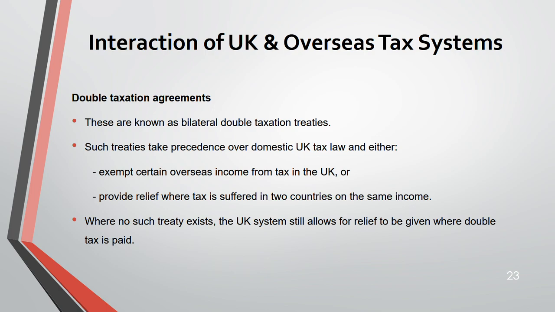Why? Because out of the 30% UK tax, 20% you have already paid in Germany. The Germany tax was 20%. Now you are only paying the balance, 30 minus 20. The difference only you are paying in UK, that is 10%. This is what the double taxation treaty does.